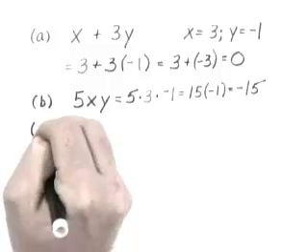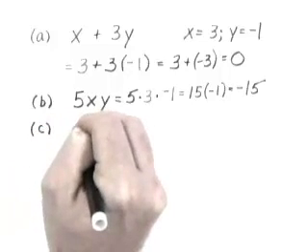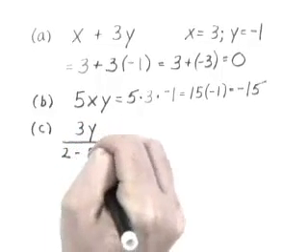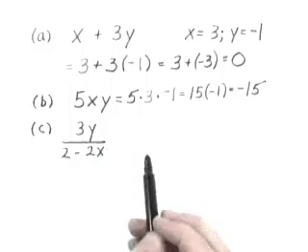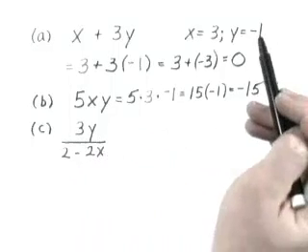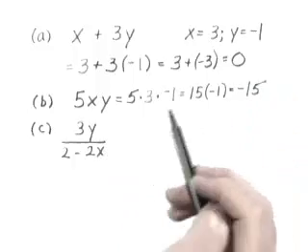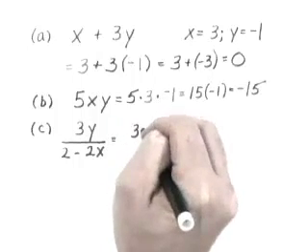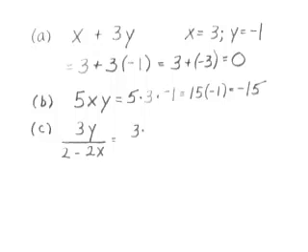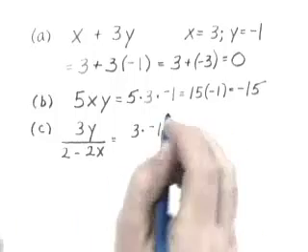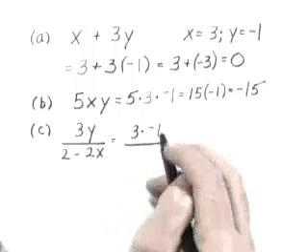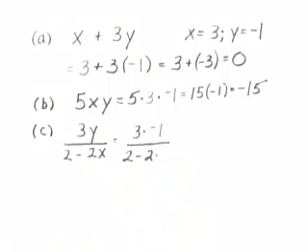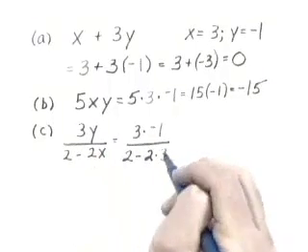Let's look at a couple more. Suppose we want to evaluate 3y divided by 2 minus 2x. Same deal. Wherever I see a y, I'm going to put negative 1 in its place. Wherever I see an x, I'm going to substitute 3 into its place. So that's going to give me 3 times, now y is equal to negative 1, and then we're going to divide by 2 minus 2 times x is equal to 3. So I put a 3 in place of x.